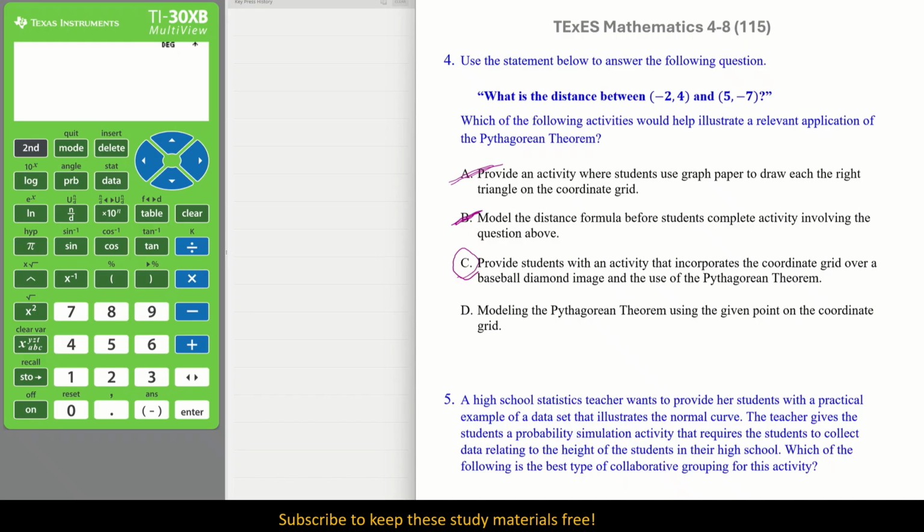All right, let's look at D. Modeling the Pythagorean theorem using the given point on the coordinate grid. Okay, again, that's just like more graphing without relevant situations. So, I mean, it's good practice, but it doesn't put things into perspective for kids.